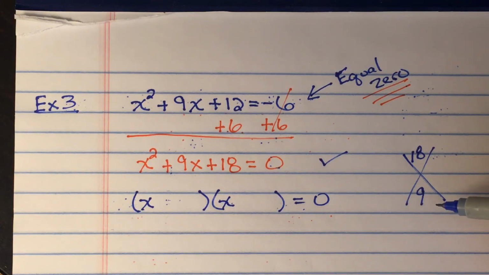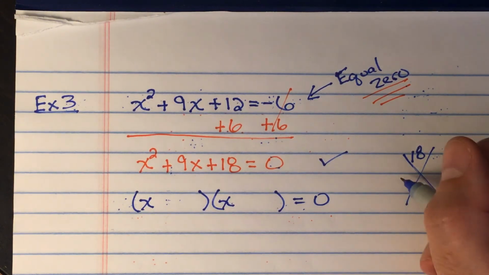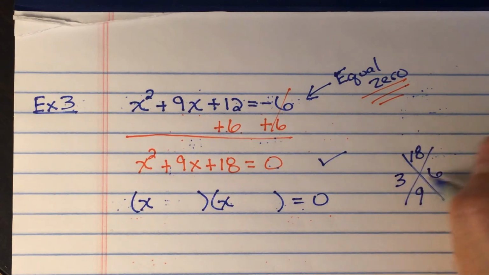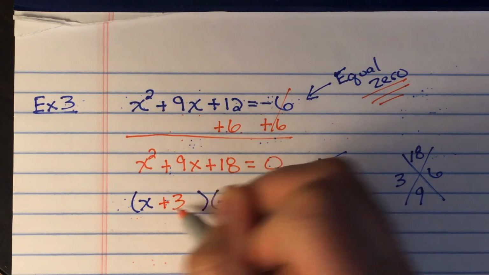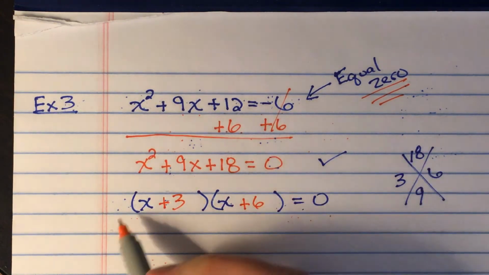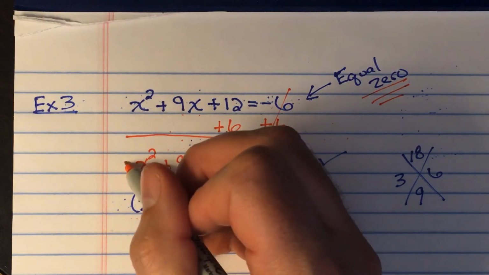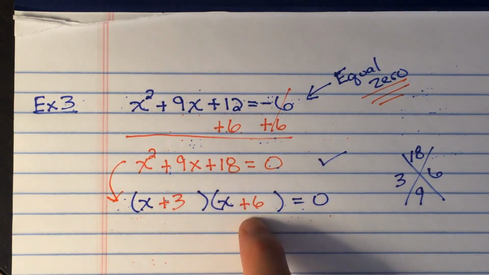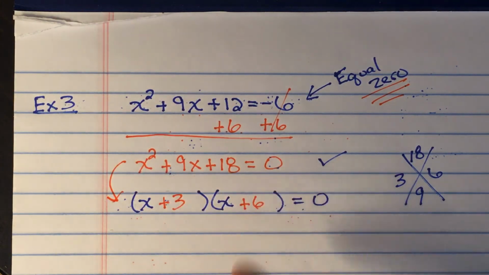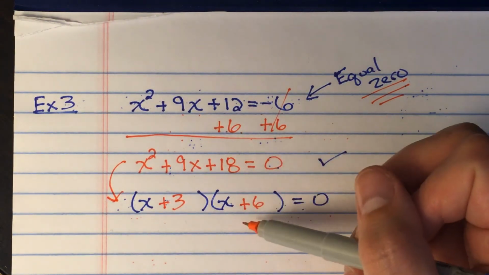1 and 18 wouldn't, 2 and 9 wouldn't. What about 3 and 6? By the way, if you said 6 and 3, order does not matter here. But let's say we get 3 and 6. x plus 3 times x plus 6 is the same as this. That's why I can write it there, because if I multiplied this out, it would give me this answer. And so I can just rewrite it this way.